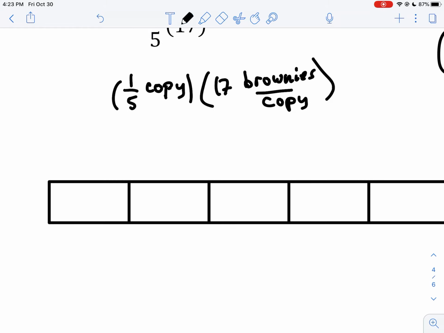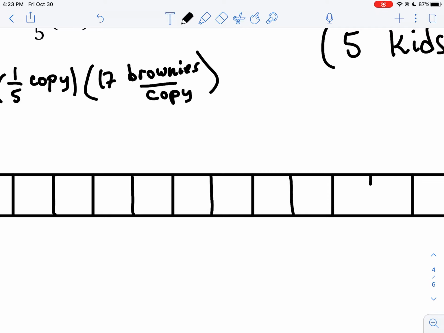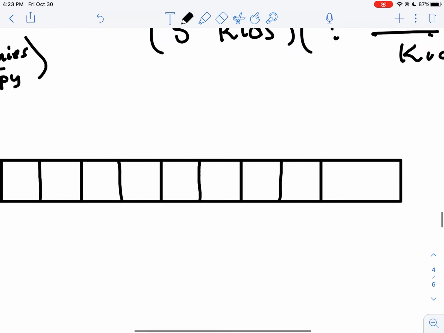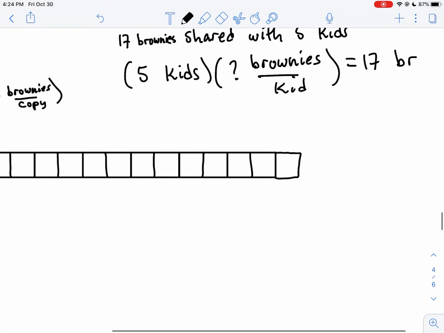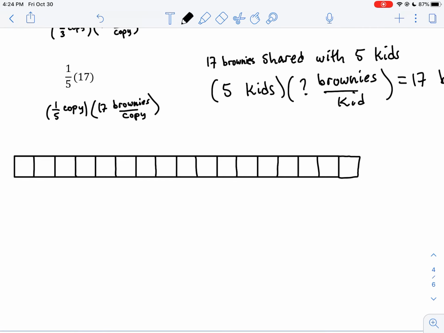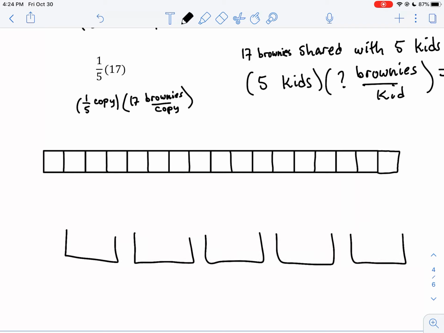Let me just cut them in half and say those are each a brownie. So there's 2 brownies. There's 4, 6 brownies, 8 brownies, 10 brownies, 12 brownies, 14 brownies, 16 brownies, and we need one more of these little blocks here. All right, 17 brownies. I think that's right. And we want to share this with 5 kids. I'll use these buckets as kids.